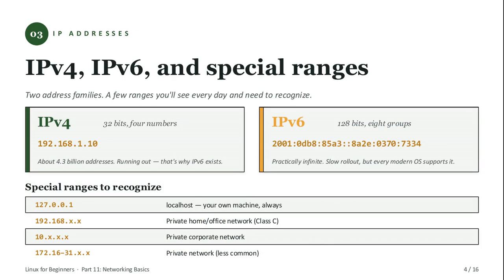Now let's zoom in on that address idea. IPv4 is what you'll see most of the time. 4 numbers separated by dots, like 192.168.1.10, giving us about 4.3 billion possible addresses. We're running out, which is why IPv6 exists with its much longer hex-style format and a practically infinite pool. There are also a few ranges worth memorizing. 127.0.0.1 always means your own machine, and anything starting with 192.168, 10, or 172.16 through 31 is a private network. Addresses you'll see on your home router or inside a company.